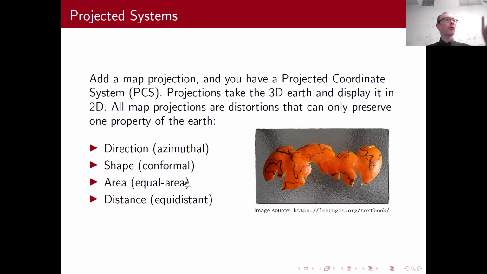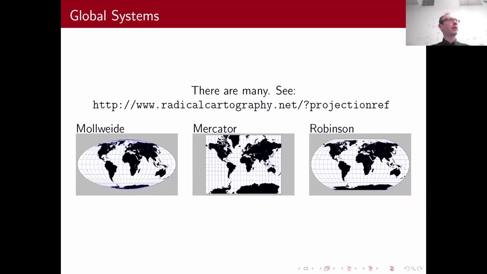And you can only preserve one property of the Earth in a map projection. You can preserve direction or shape or area or distance, just one of those things, which is why we have so many map projections. If you are doing a study where you have to calculate area, then you're going to want to use a projection that preserves area. Whereas if you're making just a thematic map to display something, you might want to preserve shape, for example.